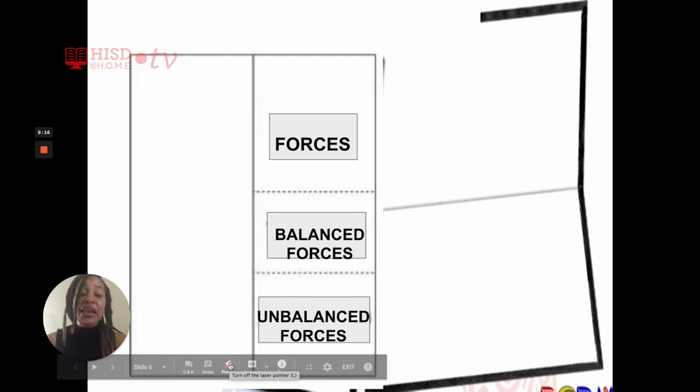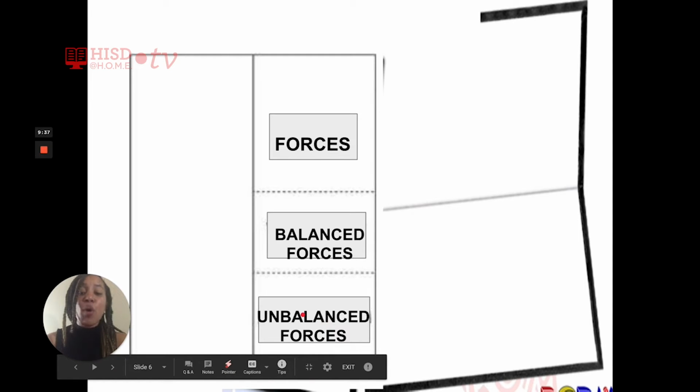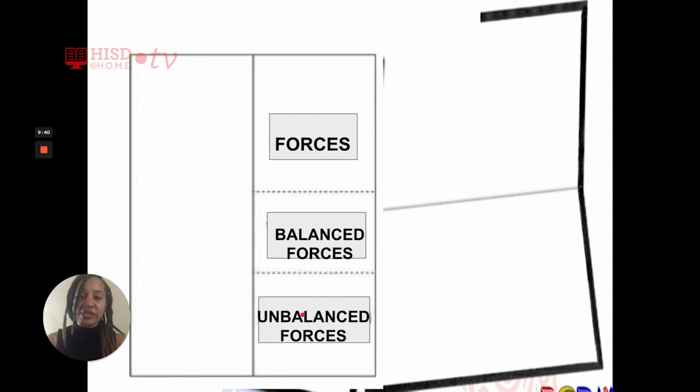So again, to repeat our directions, we're going to fold our paper in half, hamburger style. We are going to take one half, cut it into three sections. The first section we are going to label forces. The second section we are going to label balanced forces. And then the last section we are going to label unbalanced forces. I'm going to give you 30 seconds to create your foldable before we move on.